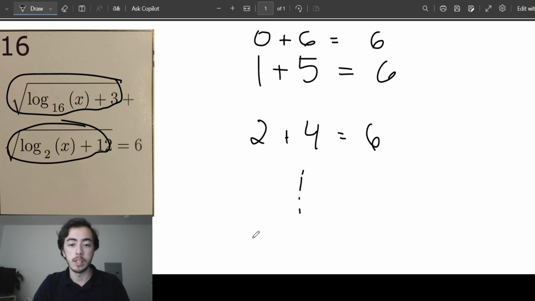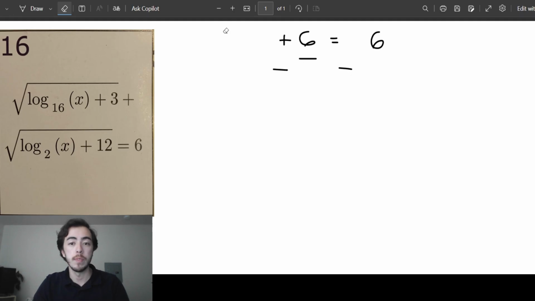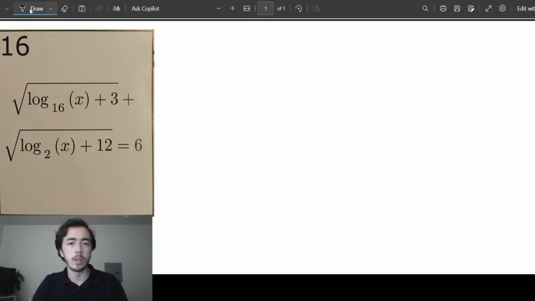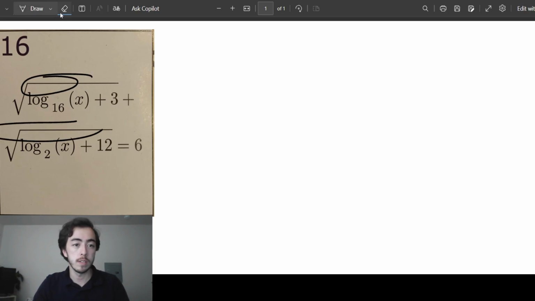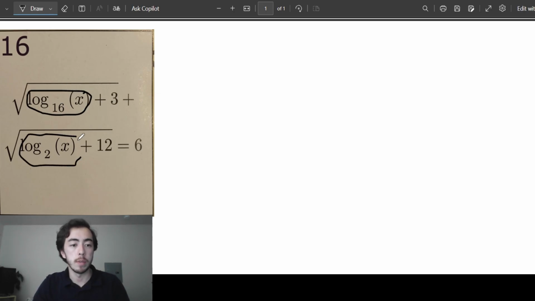And so we could try guessing and checking and trying things out and seeing if we get a solution that way. Also, the opposite of square roots is squaring. And so there might be a solution by doing something about squaring both sides to hopefully get rid of these square root signs. Log base 16 of x versus log base 2 of x. I'm also thinking about those.